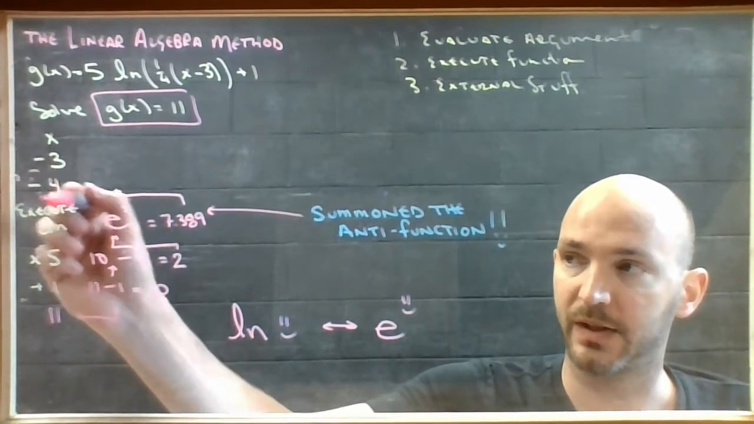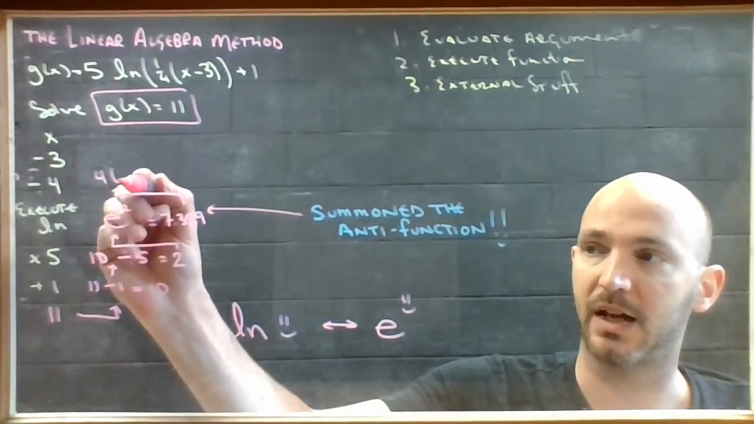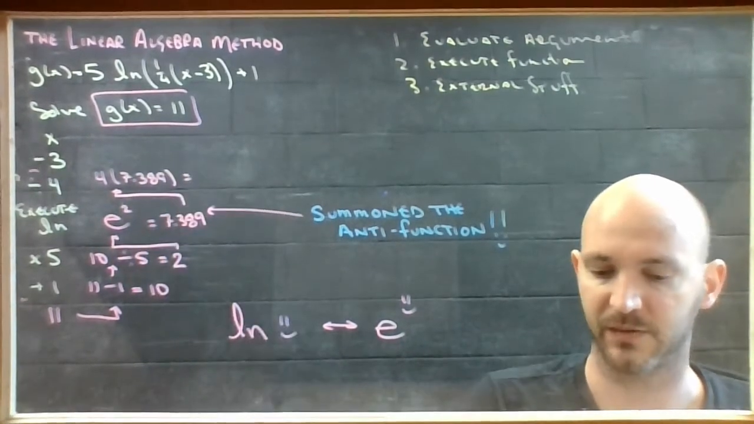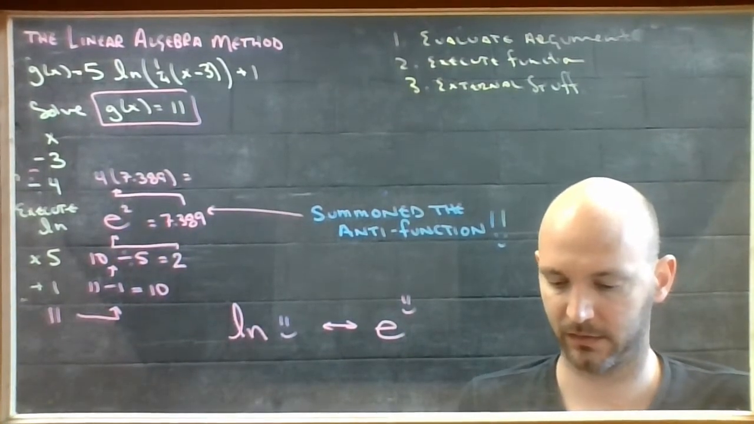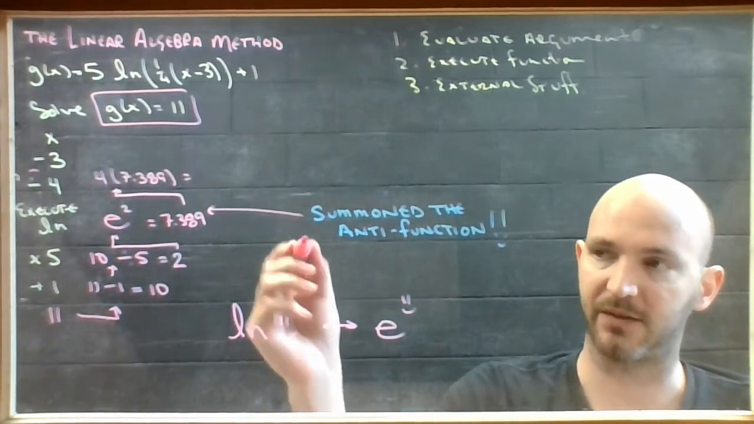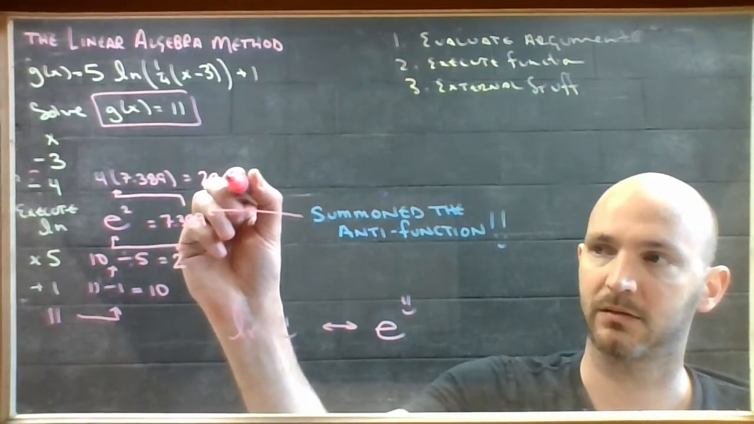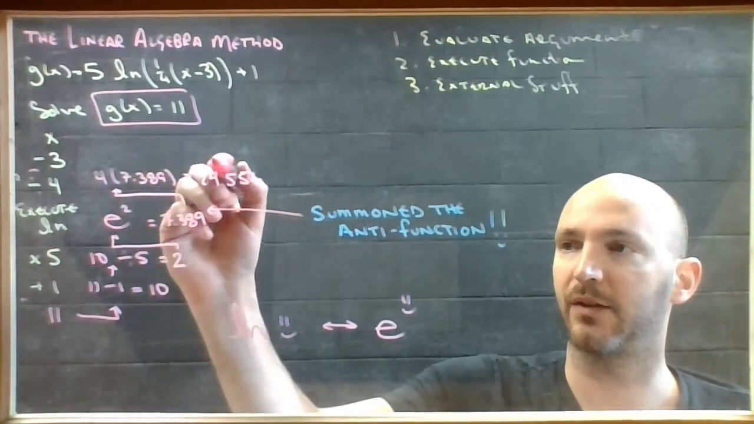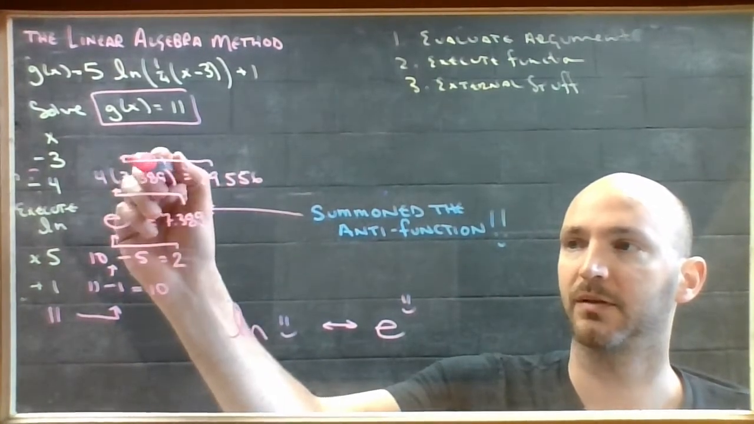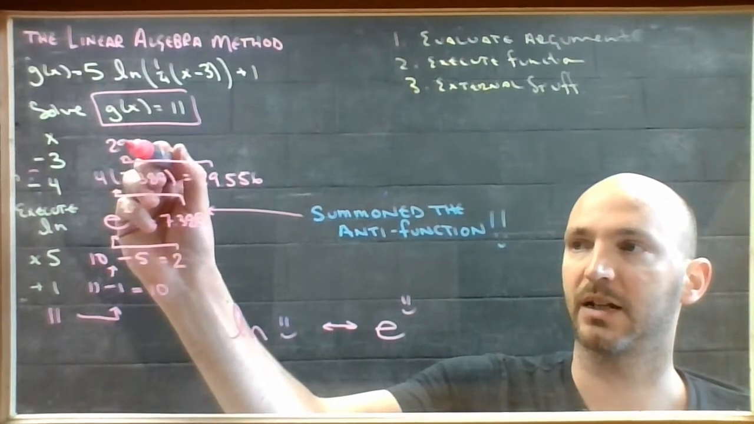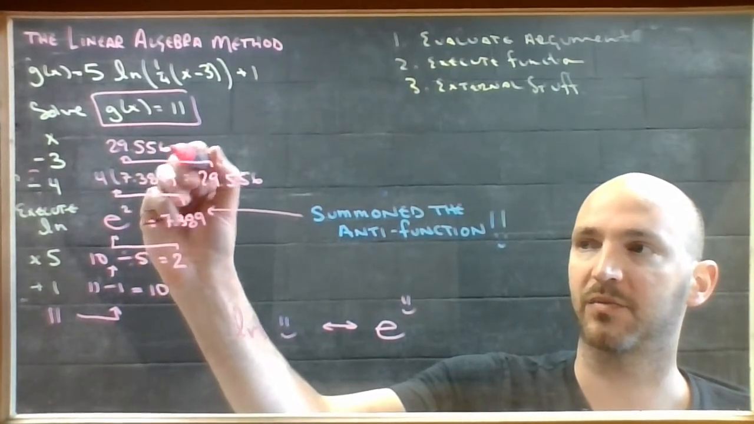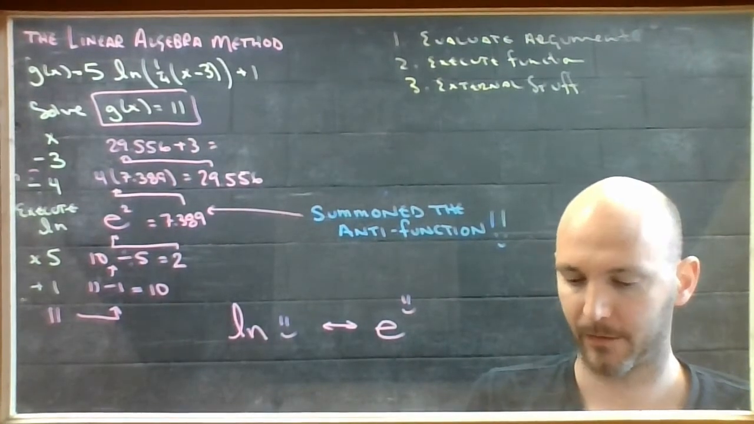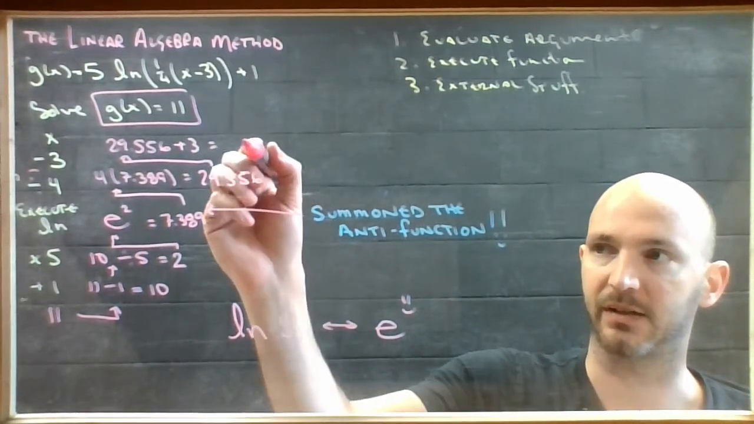I have to undo this step now, which would be 4 times 7.389, which gives me 29.556. And then I will have to undo this step, which would be 29.556 plus 3, which gives me 32.556.